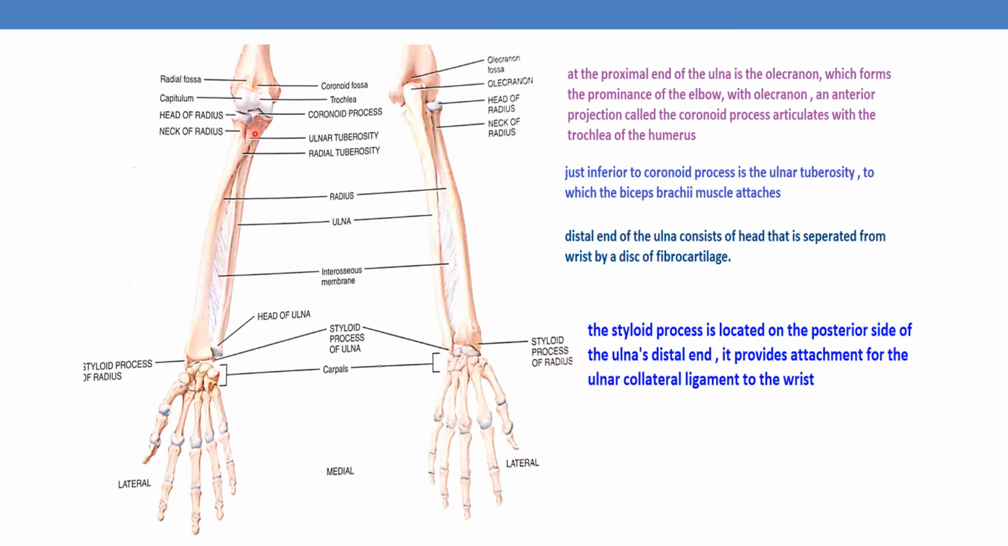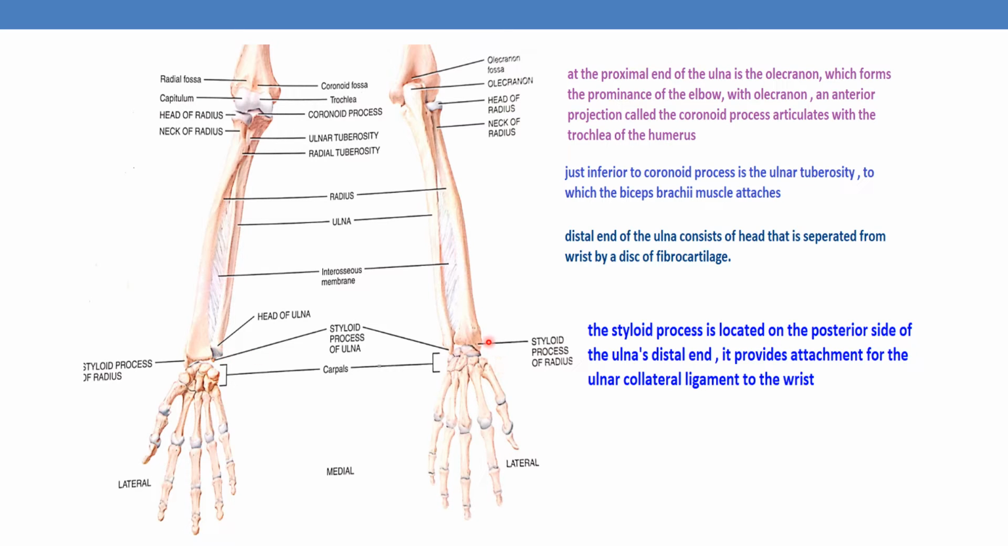And the distal end of the ulna. Now you can see the distal end of the ulna consists of the head. The proximal end of the ulna has the olecranon, whereas the distal end of the ulna has the head, that is separated from the wrist by a fibrocartilage disc.